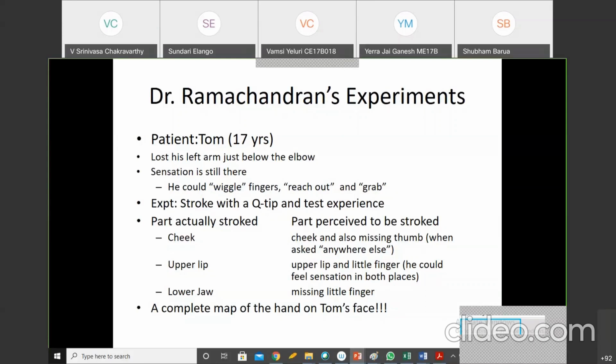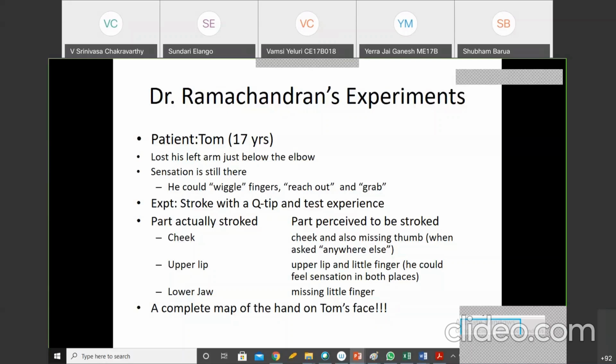And not only that, he could feel that he could wiggle the fingers. So he felt that he had motor control over the phantom limb, right? Also, he could reach out to objects and grab objects. So obviously, this is a kind of illusionary thing because there's no hand there, but he could have that feeling that he's able to reach out and grab objects. So Ramachandran did a very interesting, simple experiment with this patient.